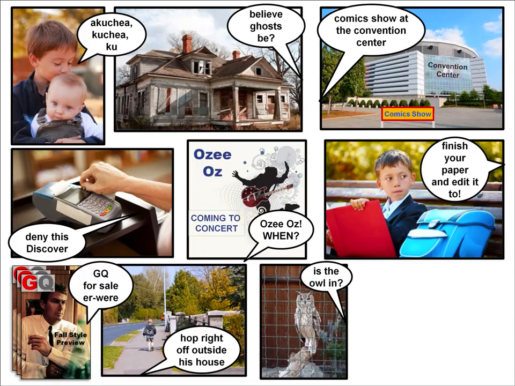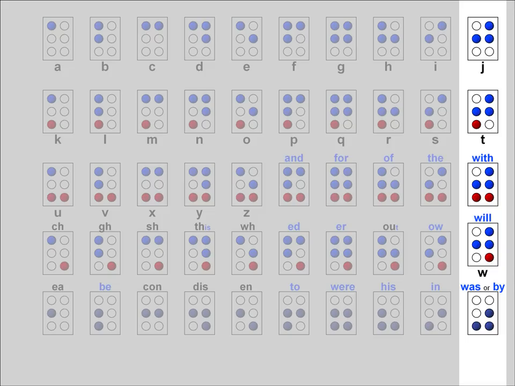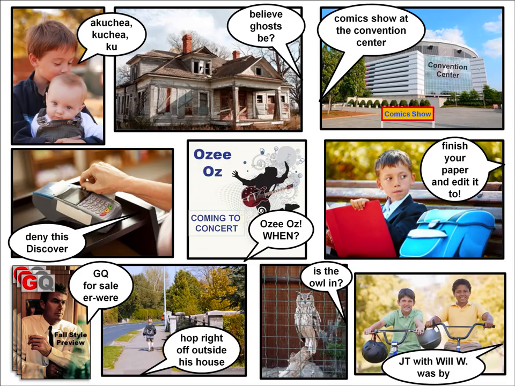And your dad says, yeah, I see him. And now you do too, so you're excited. Well, you guys finally make it home, and you walk in the door, and your mom says, JT with Will W was by, which helps us remember the J column. JT with Will, which is also W, was, which is also by. Or, JT with Will W was by.